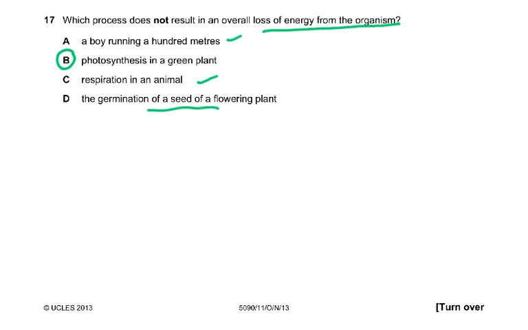Photosynthesis in a green plant does not use energy. It converts light energy to chemical energy. You have to know this. You have to be very, very good in biology to understand this, that it was actually a question on the uses of energy in the human body and in plants. So photosynthesis is a process which does not use energy.